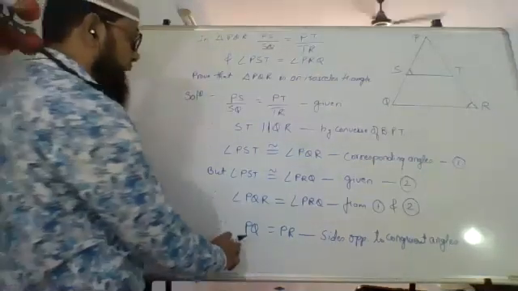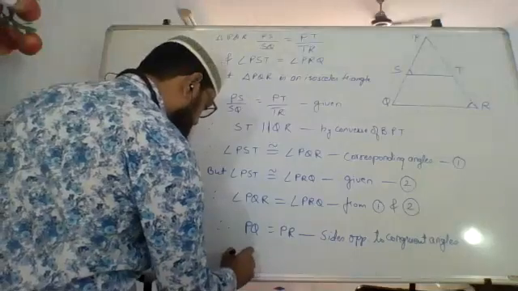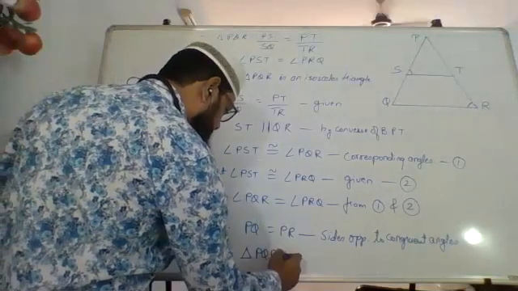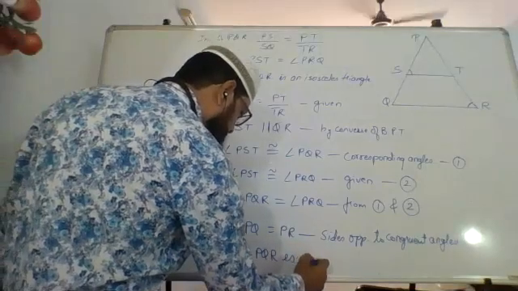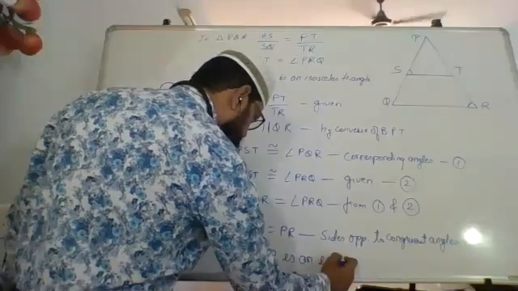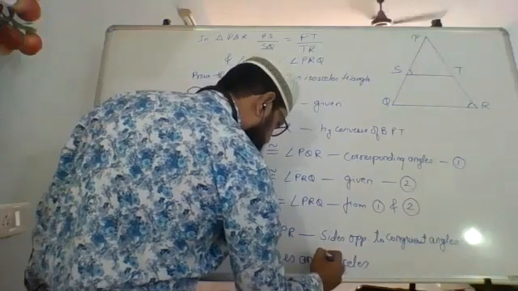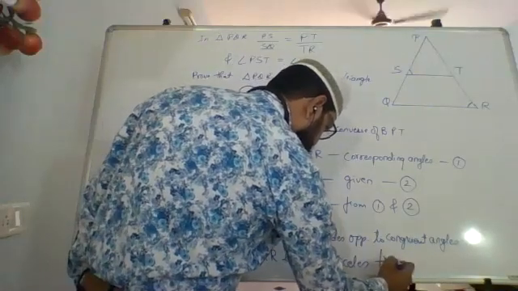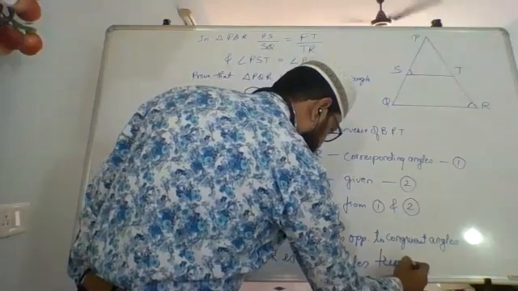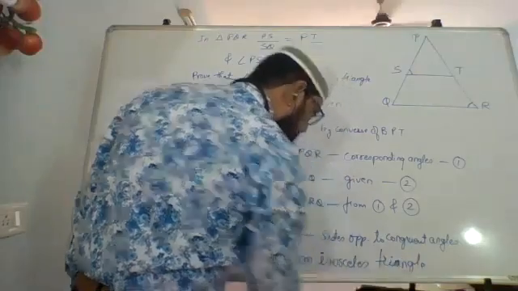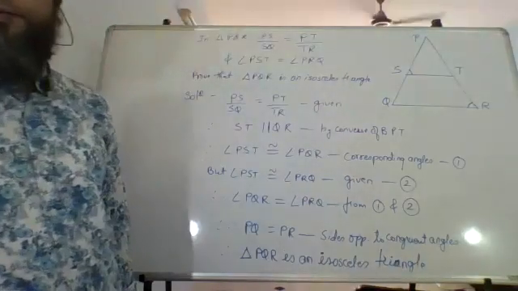Now the two sides are equal, therefore triangle PQR is an isosceles triangle. Triangle PQR is an isosceles triangle.